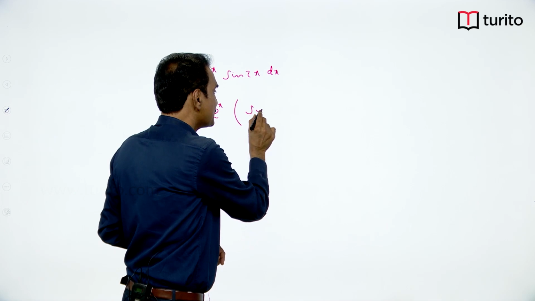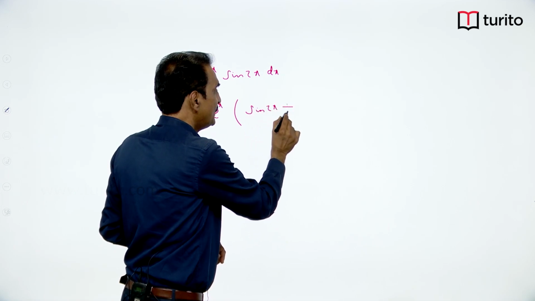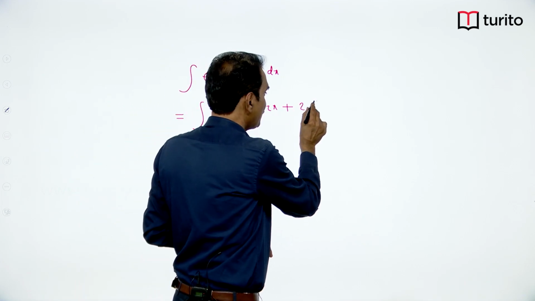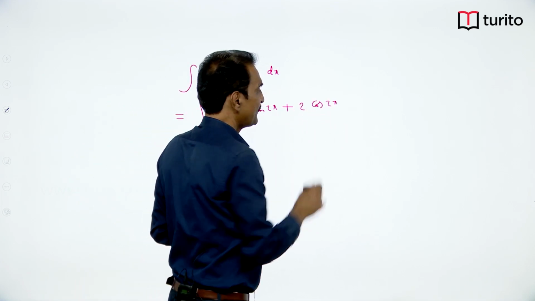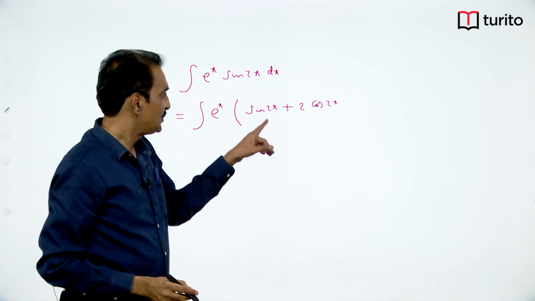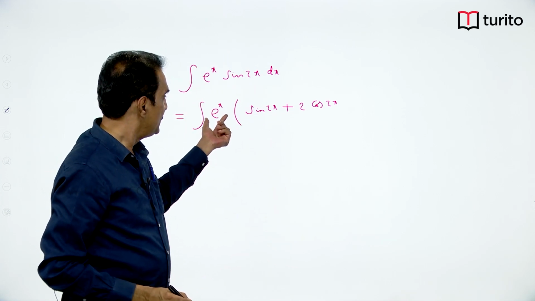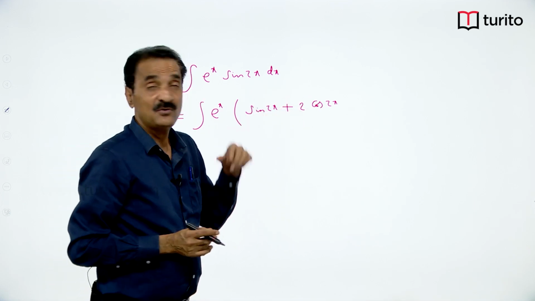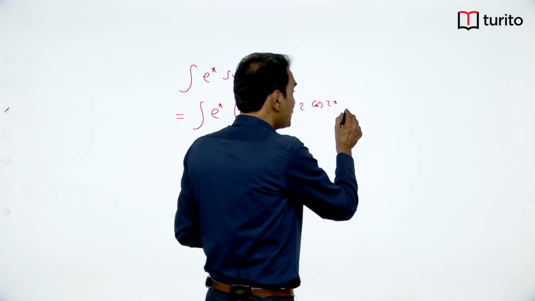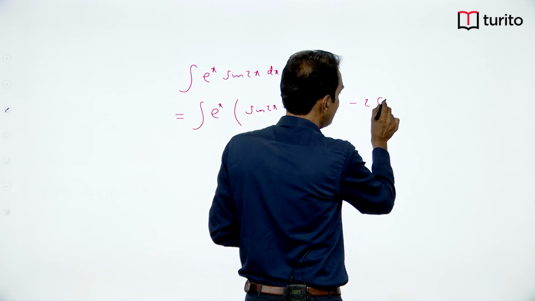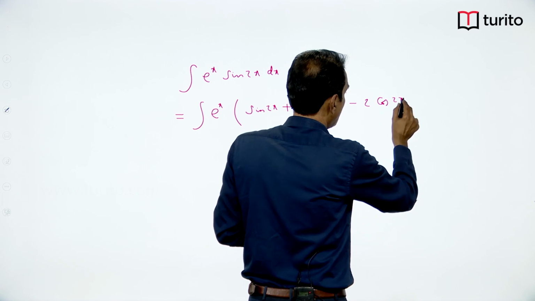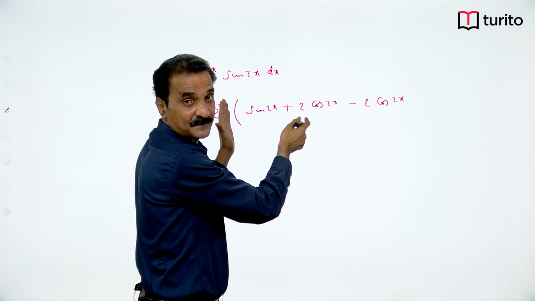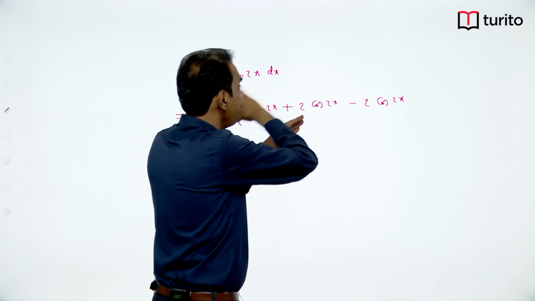What is f dash x? 2 cos 2x. So that it will be in the form of e power x into f of x plus f dash x, when you add 2 cos 2x, we have to subtract 2 cos 2x. So this part is over. Integral e power x into f of x plus f dash x, directly you can use the formula. Again the second part is left.